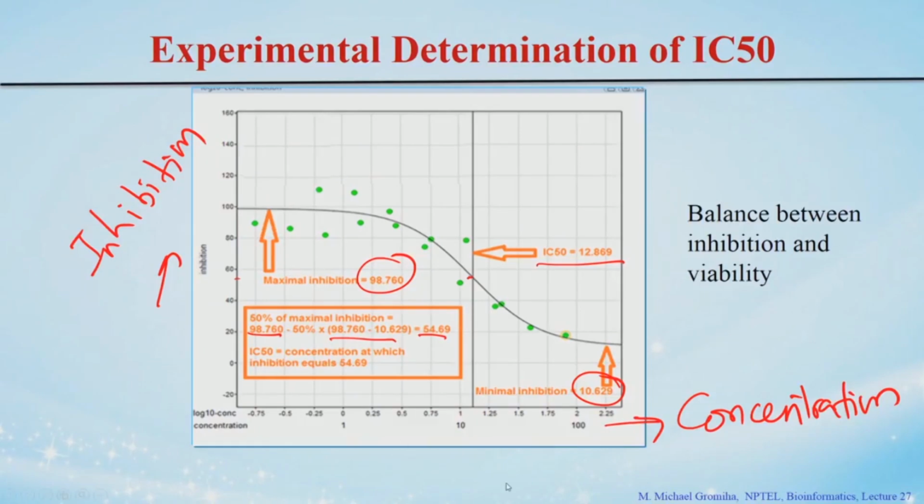So, here you relate the concentration with the inhibition. You get the maximum inhibition and the minimal inhibition at various concentrations, and using this information we can get the 50% of maximal inhibition, right. So, the concentration related to 50% inhibition will be the IC50 value for that particular compound.